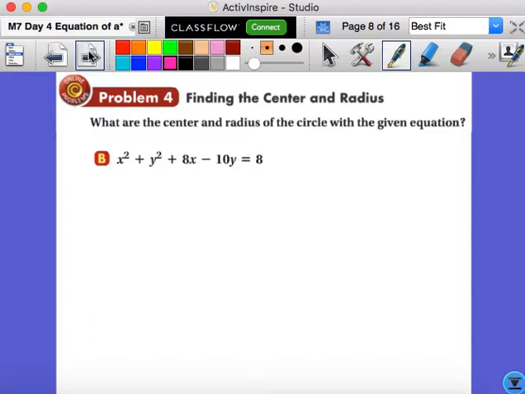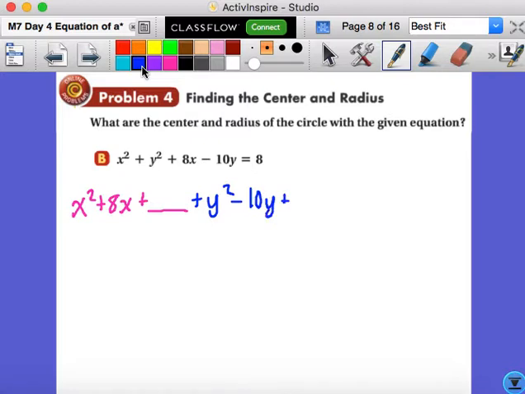So with that in mind here, we're going to use a very similar process to what we did before. I'm going to get all of my x's together, and I'm going to leave space to complete the square for x. Then I'm going to get all of my y's together, and I'm going to leave a little space to complete the y. All of that equals 8. Now notice here, if I'm adding something on the left, I need to add it also on the right. So I'm going to go ahead and put a blank space for both of those.